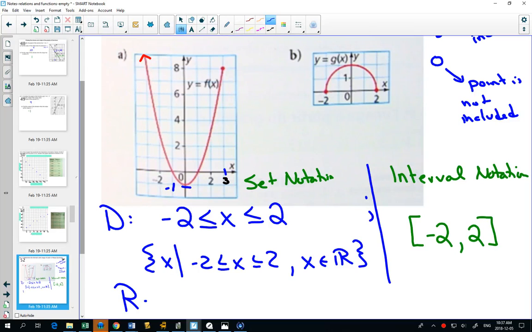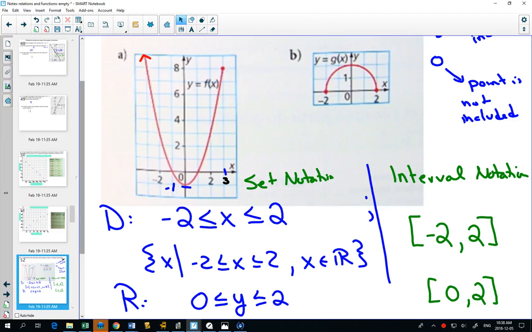And for our range, I'll just write the short way. Can you see that your smallest value for y is 0? Your biggest value for y is positive 2. So we would say that y is between 0 and 2. We would have equal signs with your inequalities because those points are included. In interval notation, smallest is 0, biggest is 2.